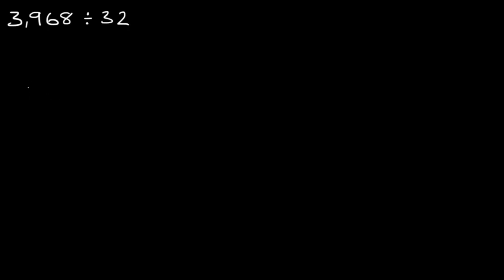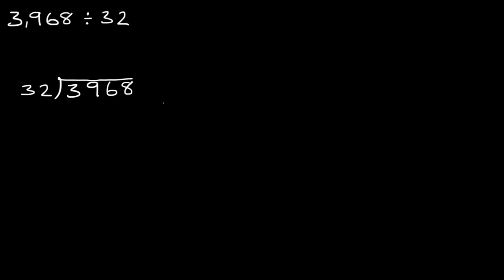So let me rewrite this as 3,968 divided by 32. Now what you want to do is think about how many times can 32 go into this number without going over it. And I like to use numbers that are easy to do in my head. So I could think about, well, let's see, 32 times 10 would be 320. That could work. I could even do 32 times 100, and that would get to 3,200, which is still less than this.